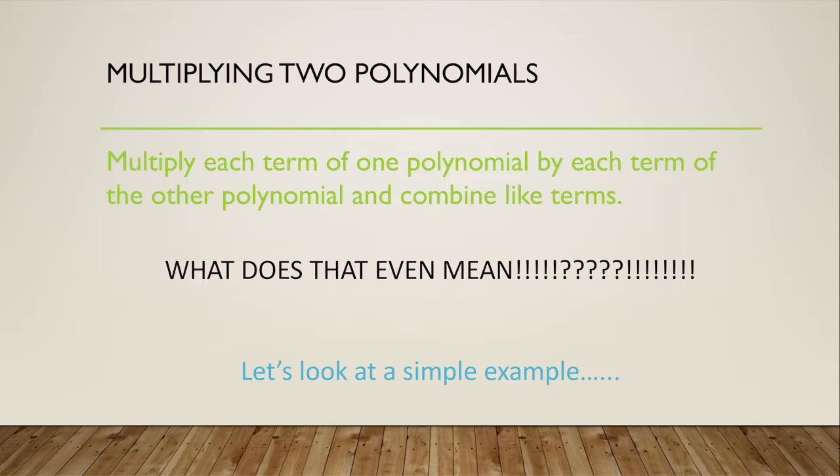So when we're multiplying two polynomials, what we need to do is multiply each term of one polynomial by each term of the other polynomial and combine like terms. But what does that even mean? Well, it's kind of like double distribution. You may have heard the term FOIL. So let's look at a simpler example.